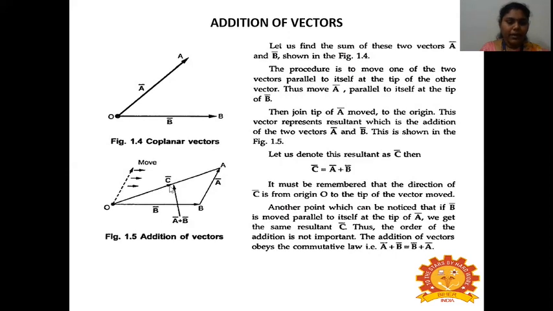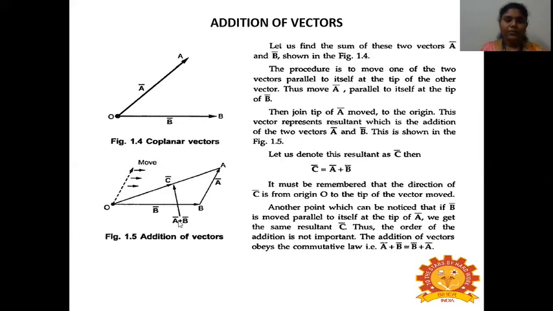See here in this diagram it is given. This vector A has been moved parallel to the tip of vector B. Now you have to join the origin and the tip of vector A. This gives the resultant vector C. So the vector C is nothing but vector A plus vector B. To remember, either vector A can be moved or you can move vector B parallelly.